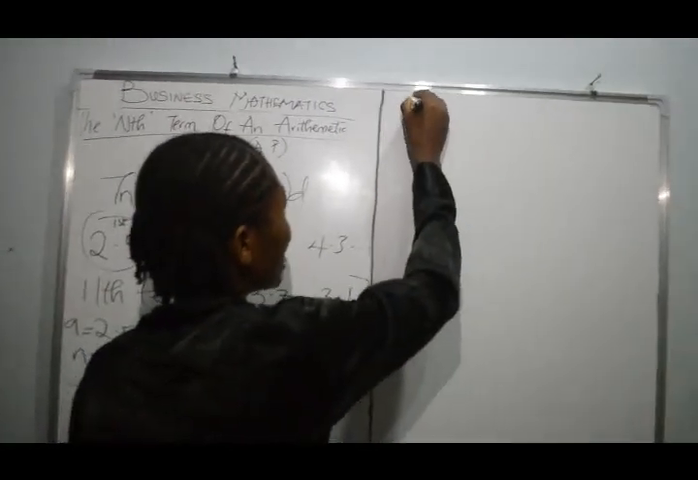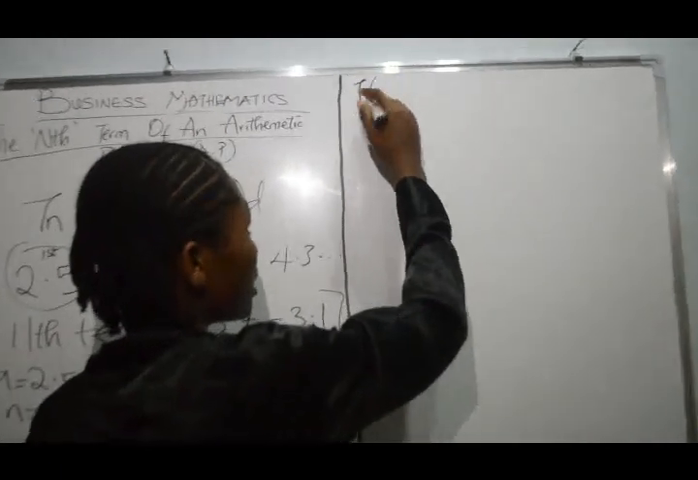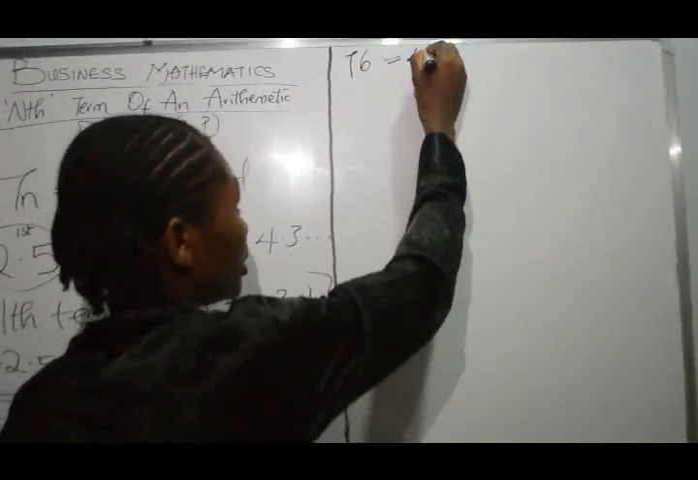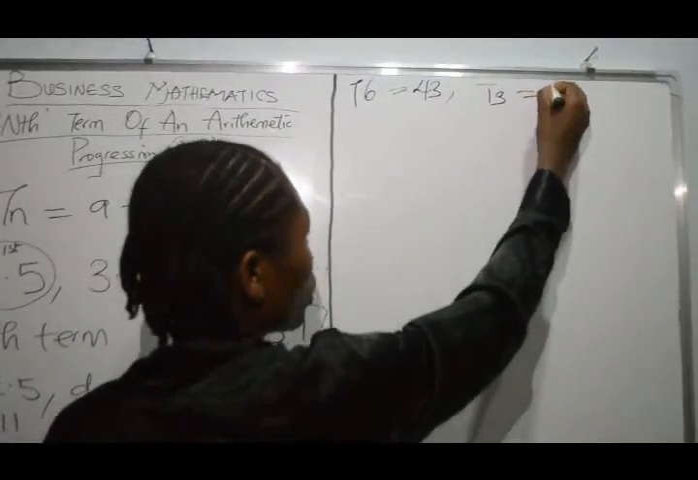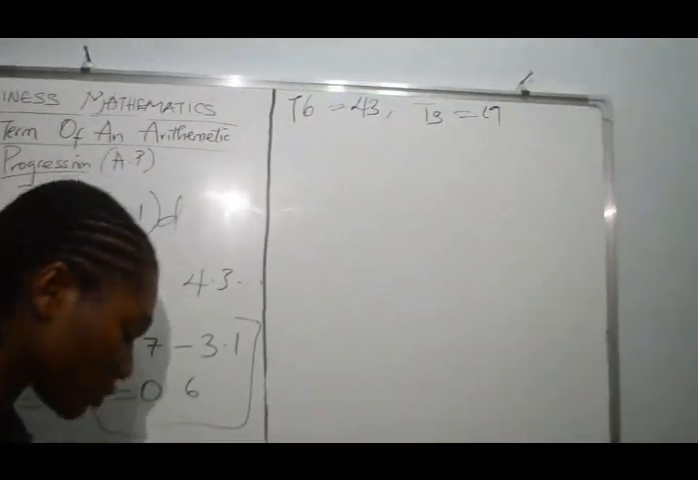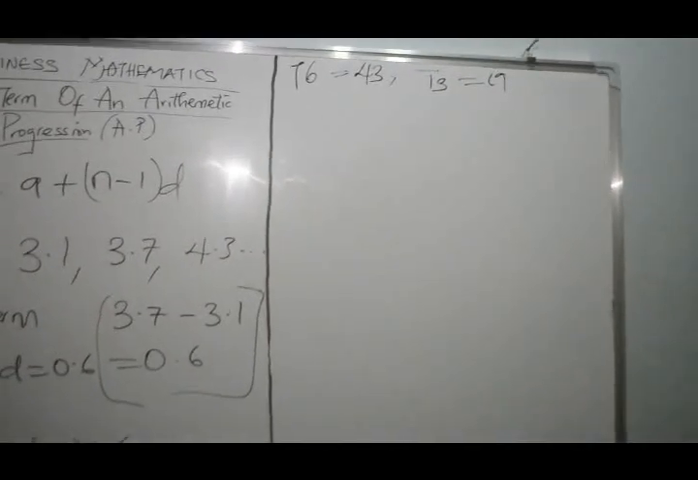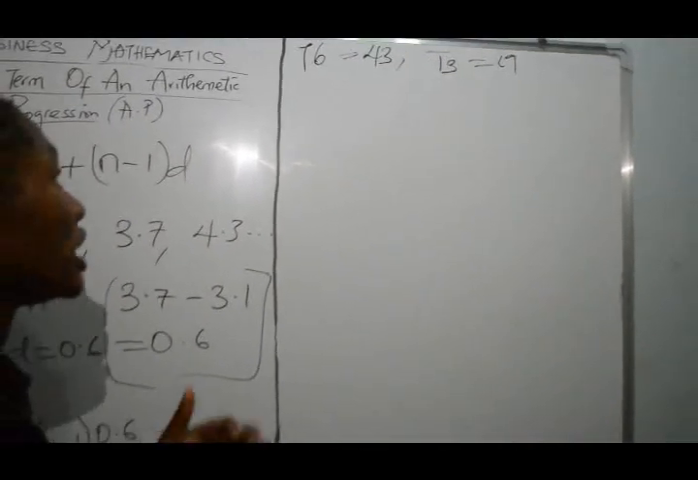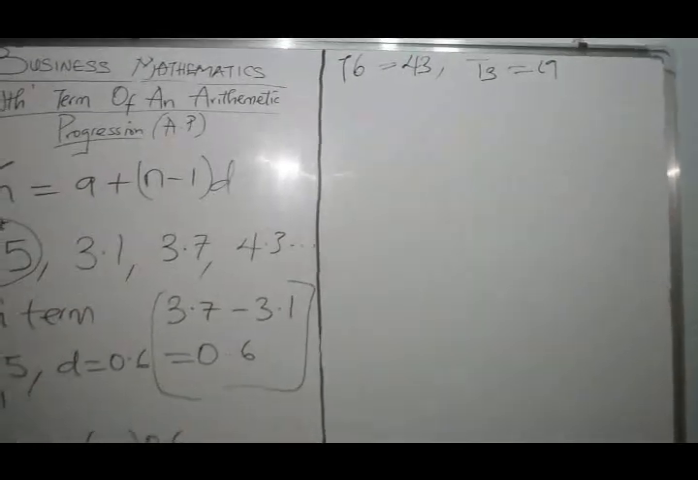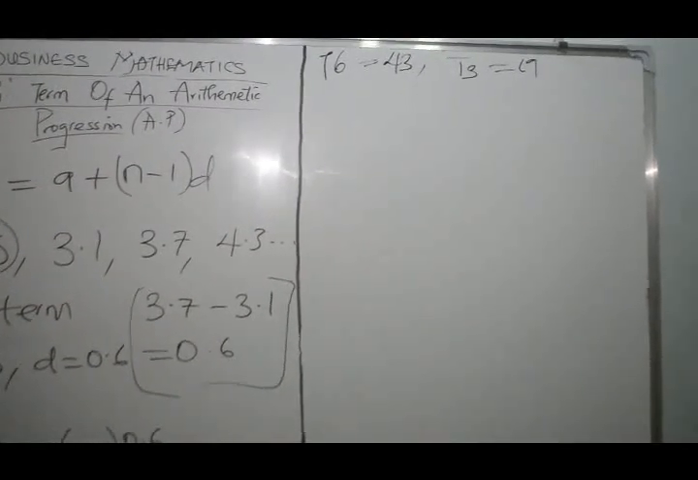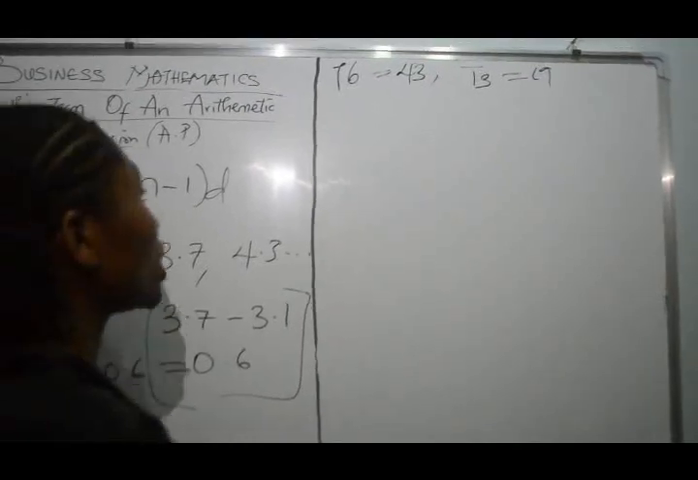The first thing we have is that our 6th term, that is T6, is equal to 43, and our 3rd term is equal to 19. This is what we are given. Now we are asked to find our first term and our common difference. So in having our T6, our formula still remains the same. Like I said, we'll be using this to solve in simultaneous equations. So let's quickly represent this.